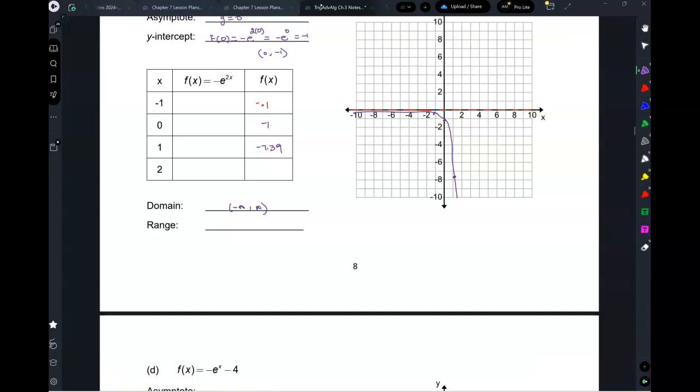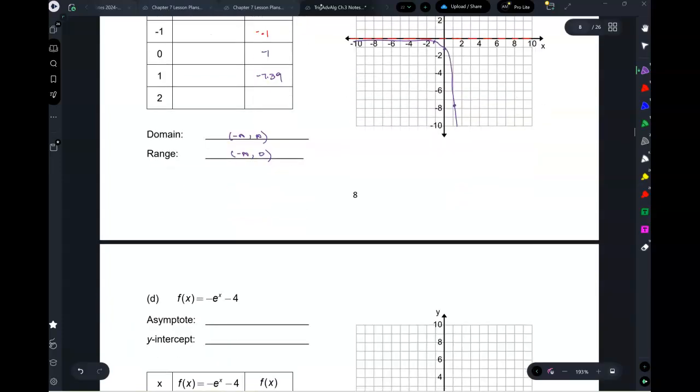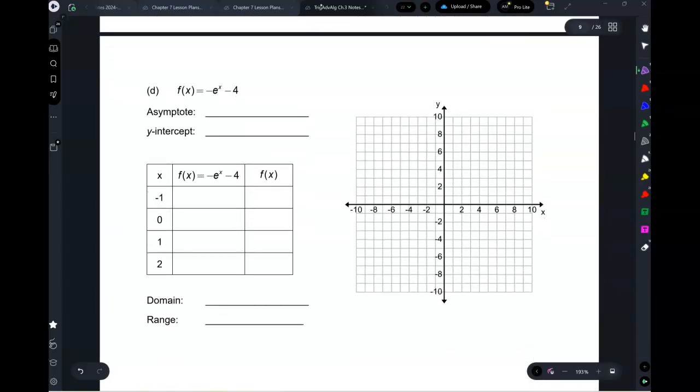Okay, domain, always all real numbers. That's free points. The range, right? So again, it's going to be connected to the asymptote, which is 0. This one is sitting below the asymptote, so it goes from negative infinity to the asymptote.